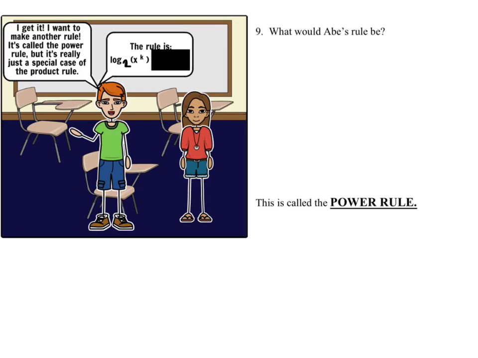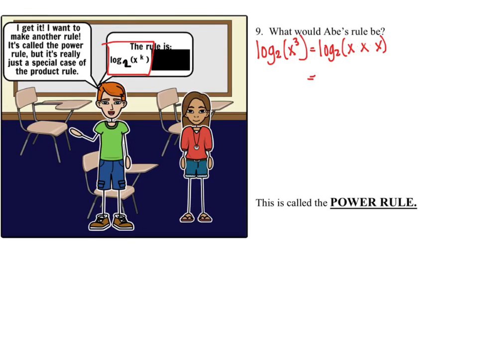The next thing I'm going to look at is what is called the power rule. So I'm looking at this log base 2 of x to the k, and I want to figure out a way that I can rewrite that. To help me figure that out, I'm going to look at a simpler case. I'm going to look at log base 2 of x to the 3. This is just the same thing as saying log base 2 of x times x times x, because exponents are repeated multiplication.